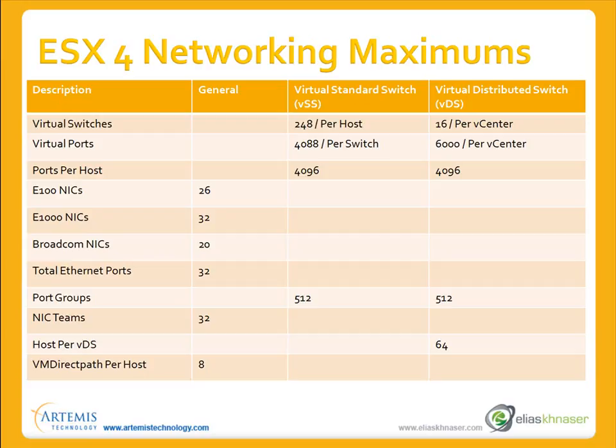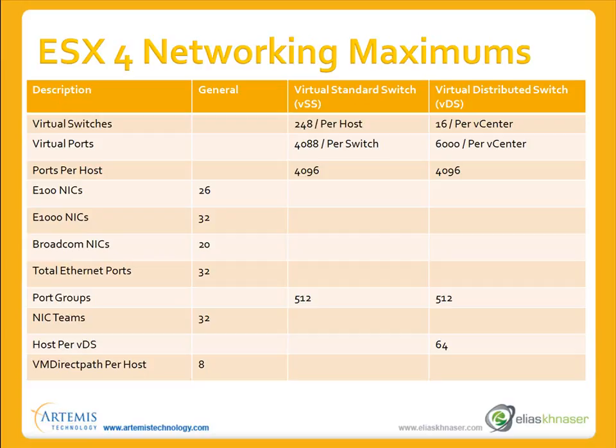So as far as virtual switches are concerned, you can have 248 virtual switches per host. And virtual switches, what I mean by that is virtual standard switches. This is typical virtual switches that come with ESX4 and before, or earlier versions. And then you can have up to 16 virtual distributed switches per virtual center. Now, as we'll talk about in the next lesson, virtual distributed switches are at the virtual center level, not the ESX level. As far as ports, you can have up to 4,088 ports per switch. That's on the virtual standard, and on the virtual distributed you can have 6,000 ports per virtual center. So you can see that there's a significant change here.